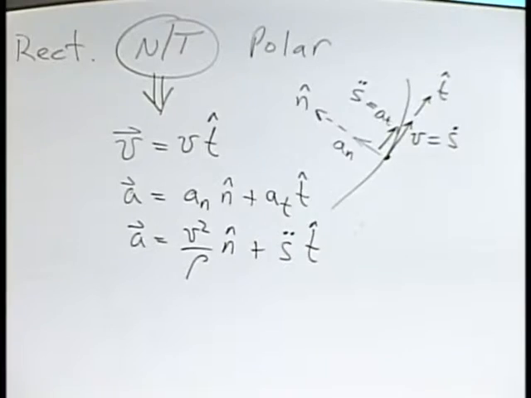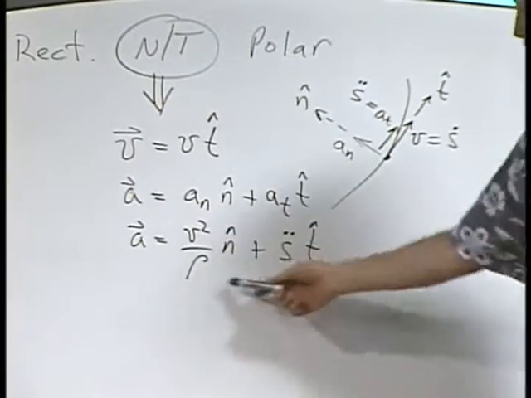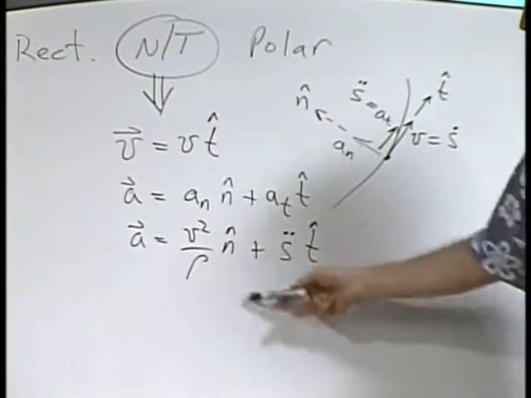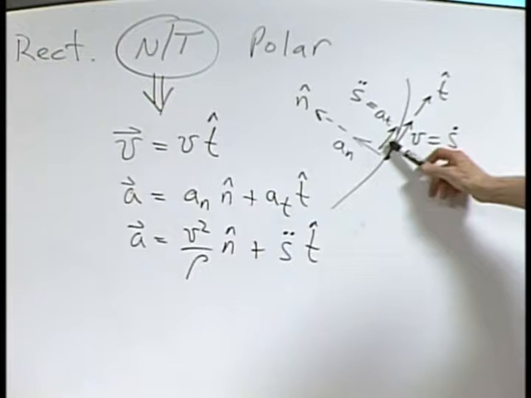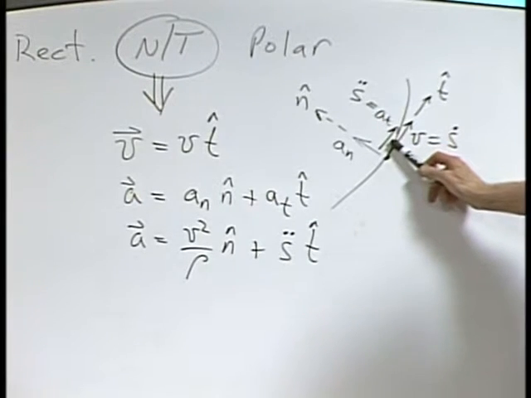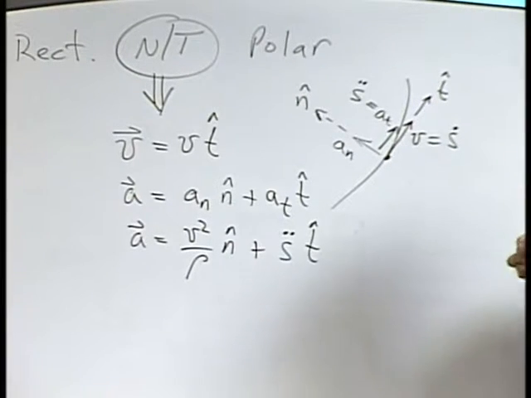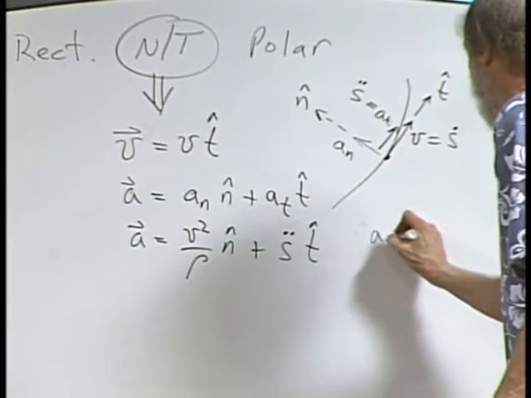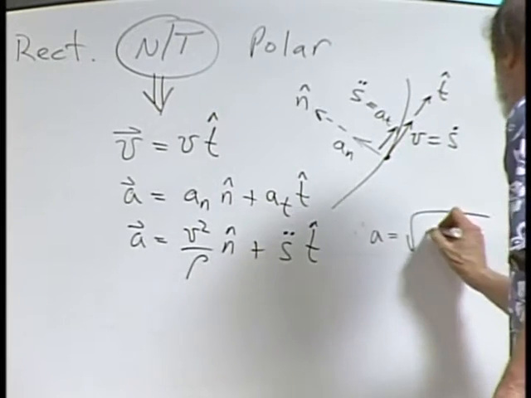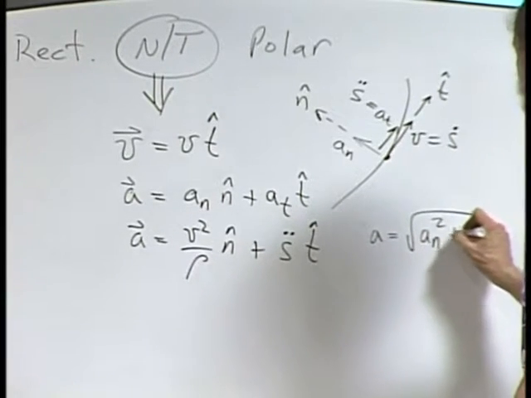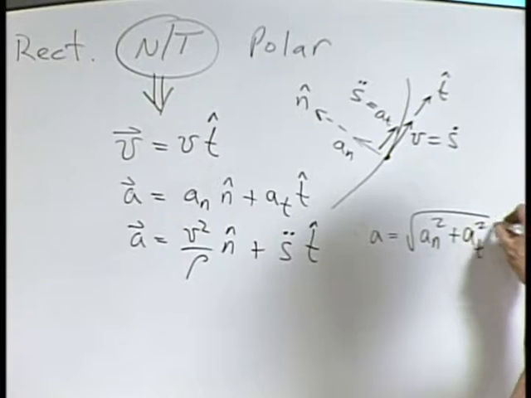What's the magnitude of this acceleration? You have two orthogonal components here. Square root of the sum of the squares of the legs, right? So you want to remember that the magnitude then is going to be the square root of the normal component squared plus the tangential component squared.